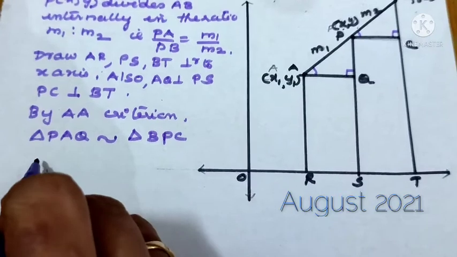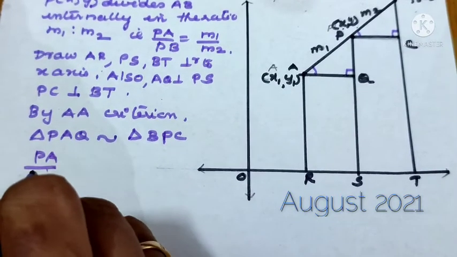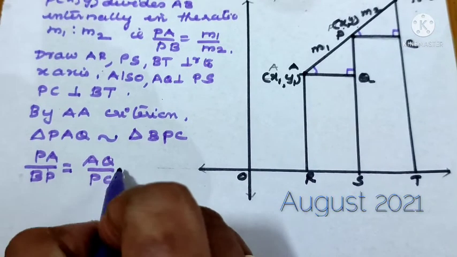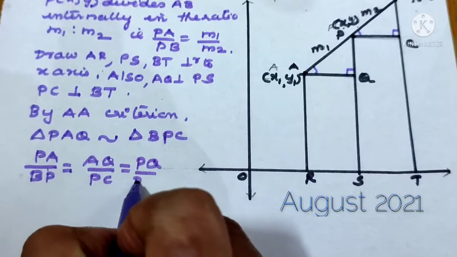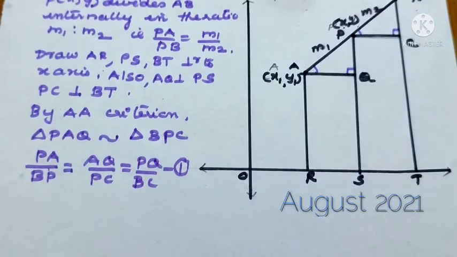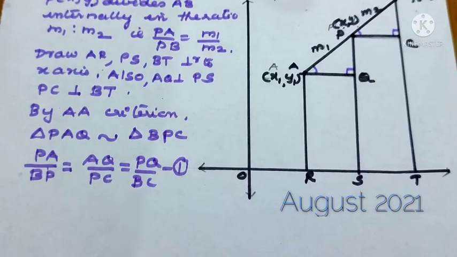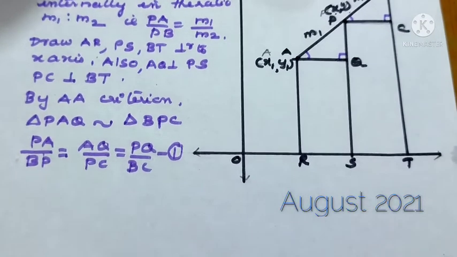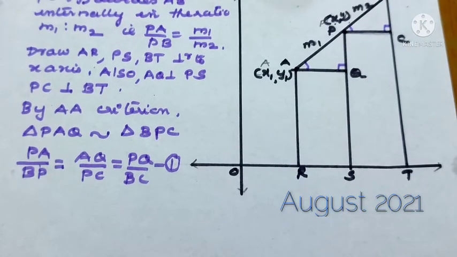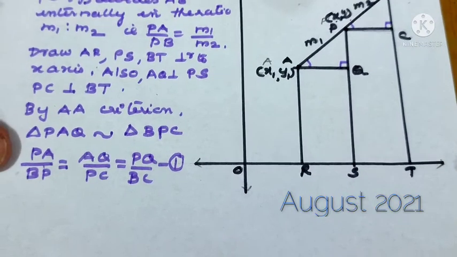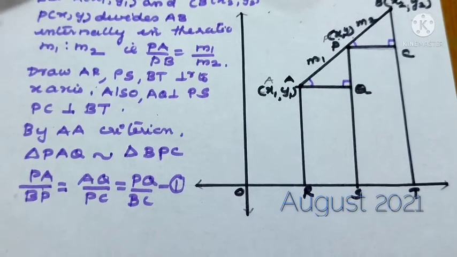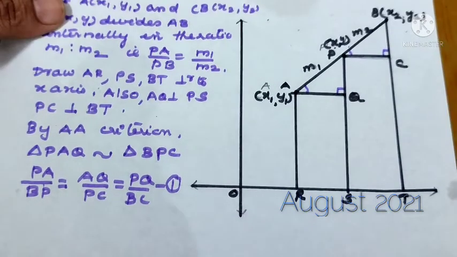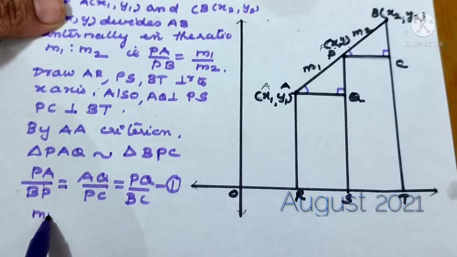Now we can write down PA by BP equal to AQ by PC equal to PQ by BC. So we know that the sides are in proportion. When we use the triangle similarity criteria, the sides are in proportion, not equal, because in congruency criteria they are equal, but in similarity criteria the sides are in proportion. So you must revise this topic in the triangle chapter. Already we know that PA by BP is m1 by m2.